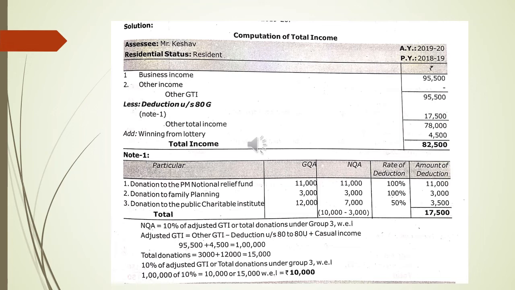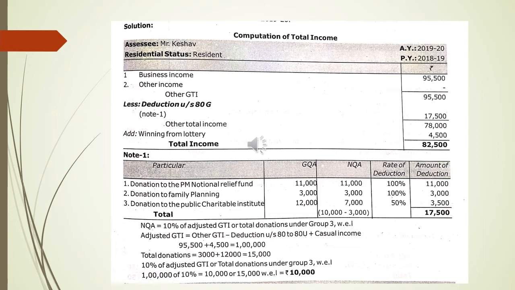Out of this 7,000, 50% only is eligible. So 50% of 7,000 is 3,500. Look at the last column, amount of deduction. So now by adding up all the three, total it comes to 17,500. This 17,500 we have to show in the first format, deduction under 80G.